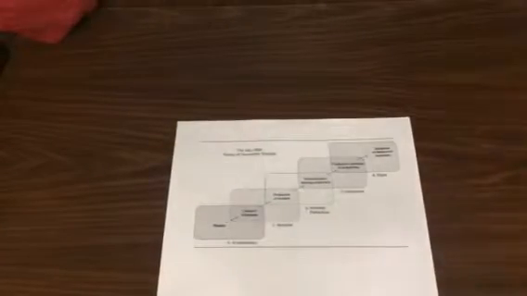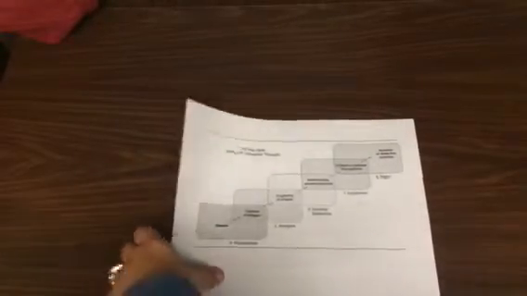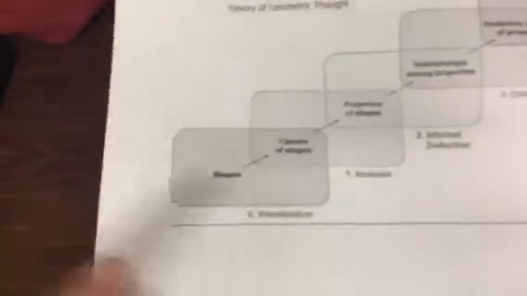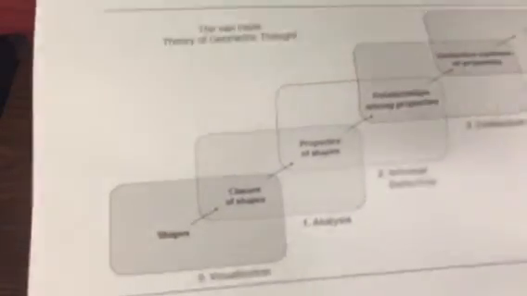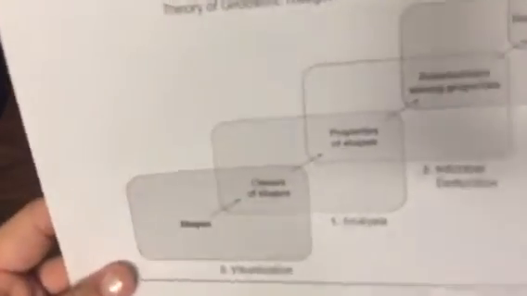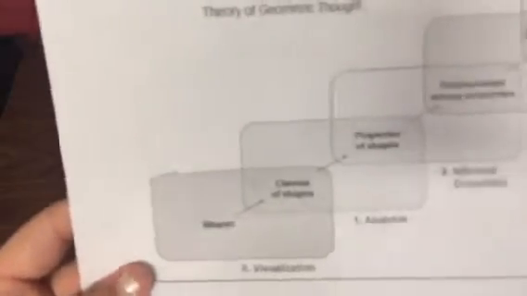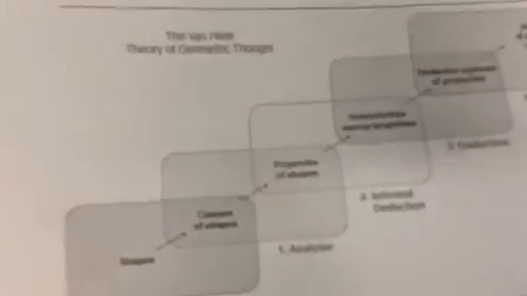So this is a good representation of it. It shows that at level 0, they're learning about shapes and visualization. So they're able to describe things using the names of shapes without talking about properties. Such as, the pizza is a circle, or I put these shapes together because they're all pointy.